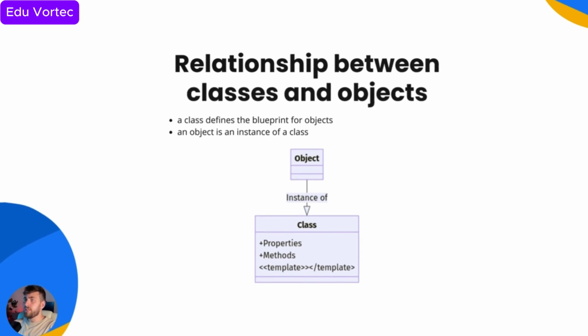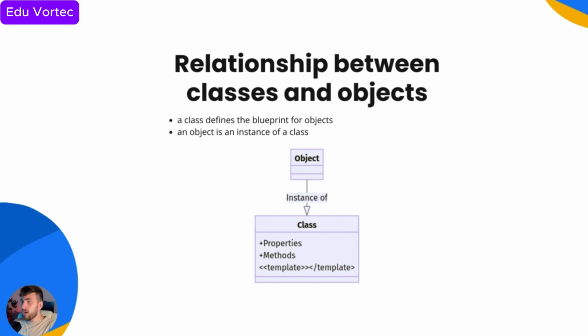As we learned in the previous lesson, a class defines the blueprint for objects. In other words, classes are the templates that we can use to create objects. But what exactly is an object, and how does it relate to a class? An object is an instance of a class.